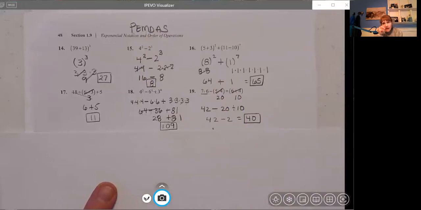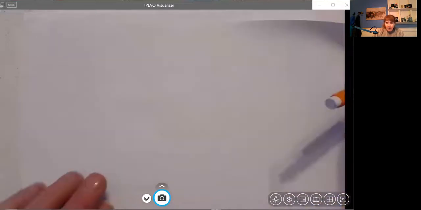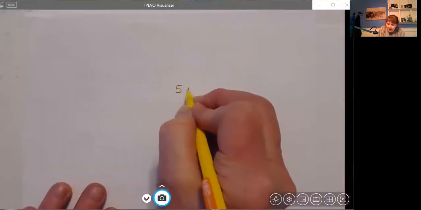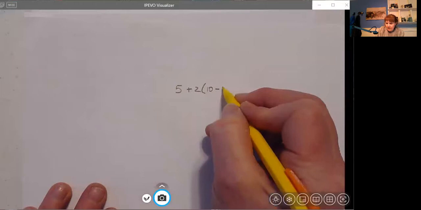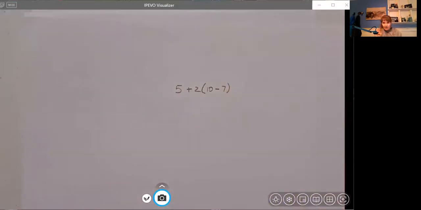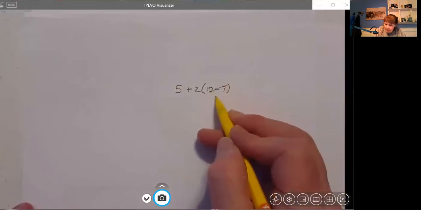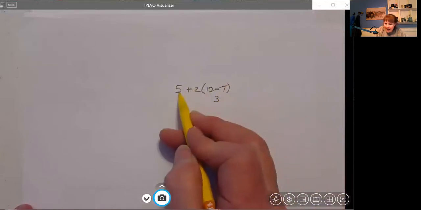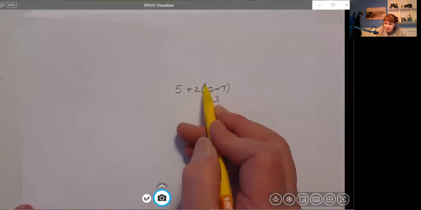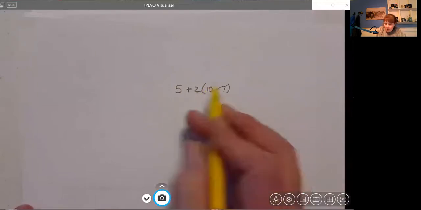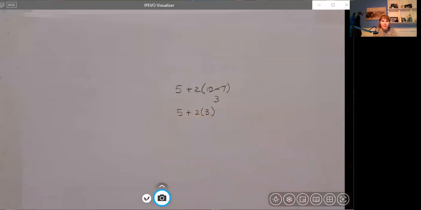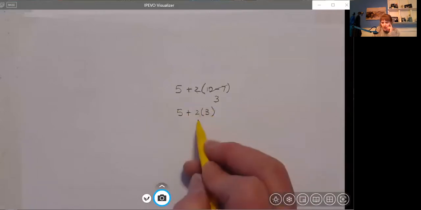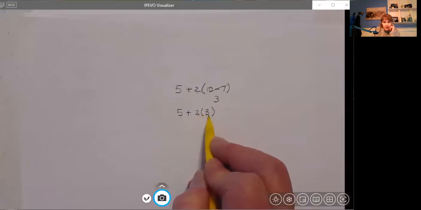Now, there's one other thing I wanted to talk to you about, where some people will add before they multiply. As an example, if I had 5 plus 2 times 10 minus 7. In something like this, you do the parentheses, and that gives you a 3. Now, you will not add these together because this parentheses means to multiply. So what I have right now is 5 plus 2 times 3. We talked about that before, when numbers are separated by parentheses only, it's multiply.